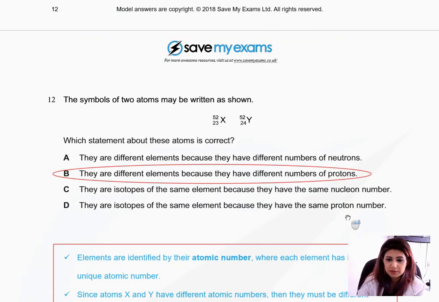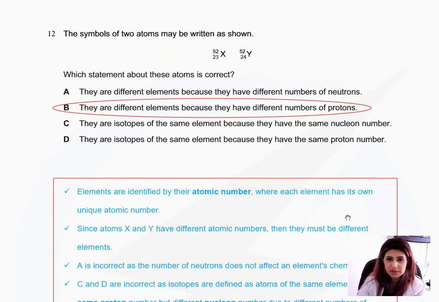No, I haven't written. It's easier to have your periodic table for these questions. Now it says which statement is correct. As soon as I see this, I can see the proton number is not the same here. So I know it's a different element, it can't be the same element. I can also see it's 52 and 52, so I know that it's equally heavy. So let's see.